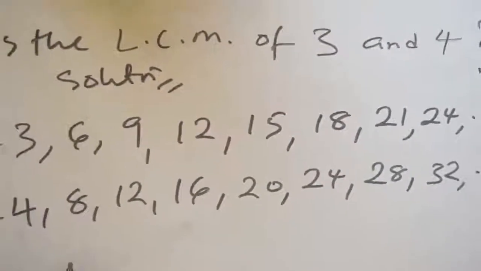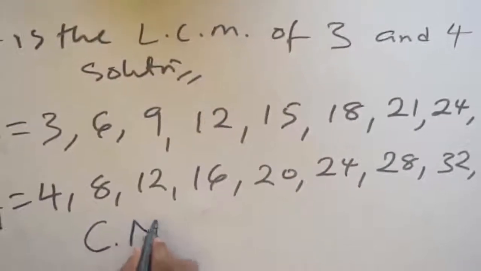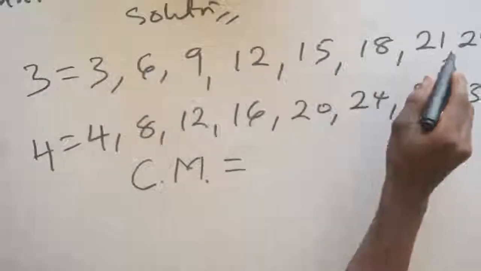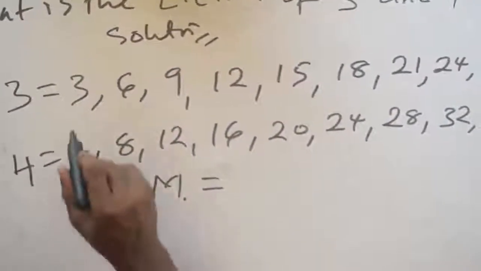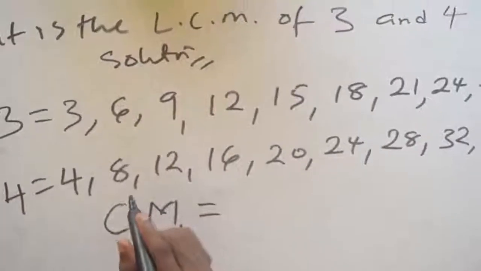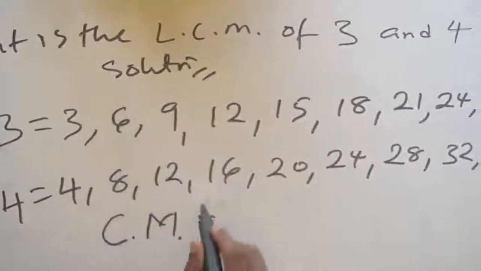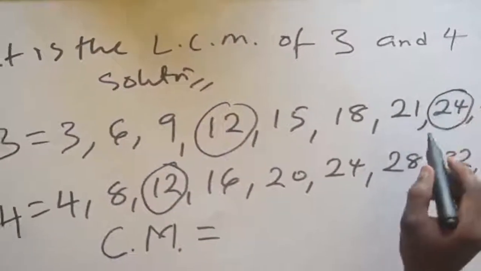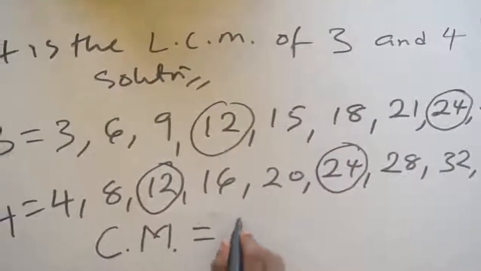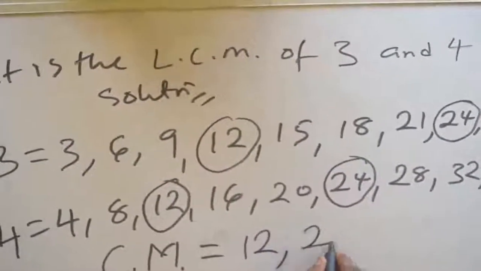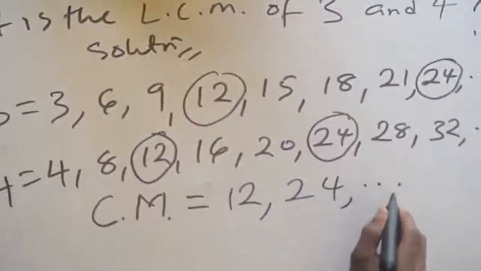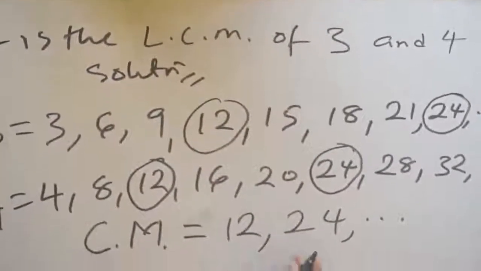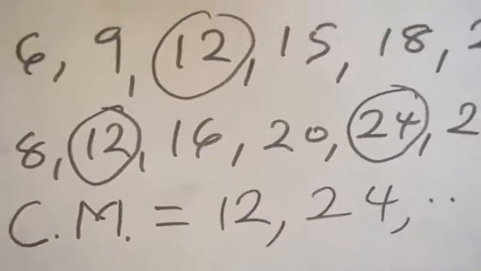Now, the next is to get the common multiples. I will call it CM. CM means common multiples. Check the numbers that appear in 3 and also in 4. We have 3 here, 3 is not here. We can't circle it. We have 6 here, 6 is not here. But here we can see 12. We can see 12 here. And then 24, we can see 24 here. When we keep on going, we'll surely find the next occurrence. That's why you put dot, dot, dot, which means it continues. The common multiples here are 12, 24, dot, dot, dot, it continues.